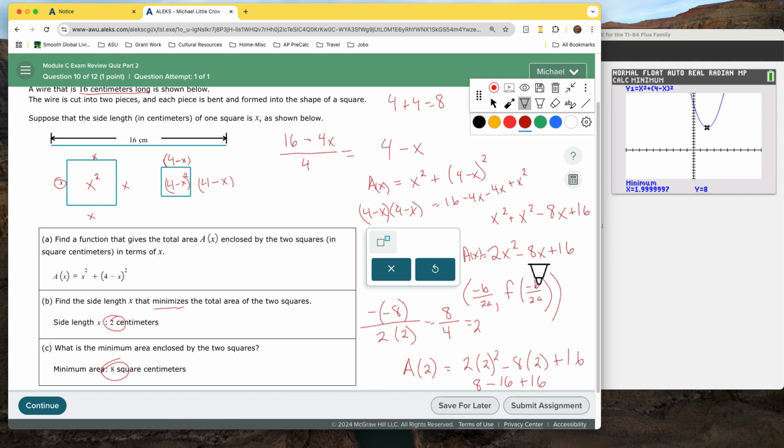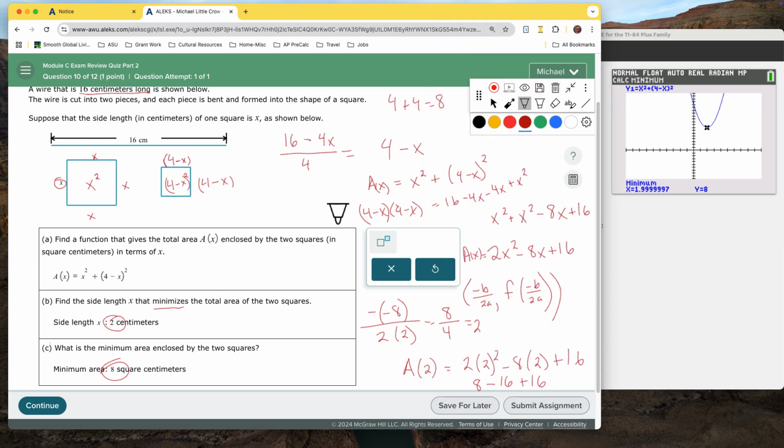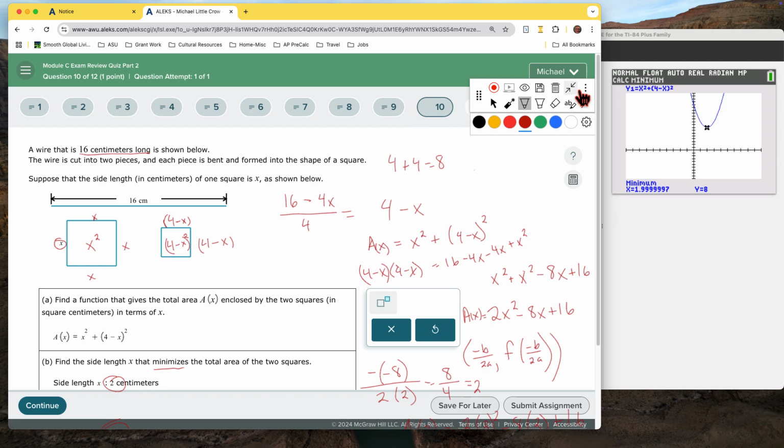We found it. So you can do this all by hand, manipulating the symbols. That's symbolic manipulation. That is a way of doing math. We can also do it graphically with our graphing calculator. So your choice. That was number 10. All right.